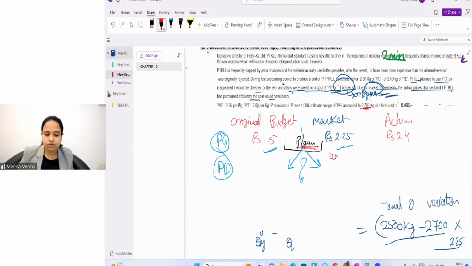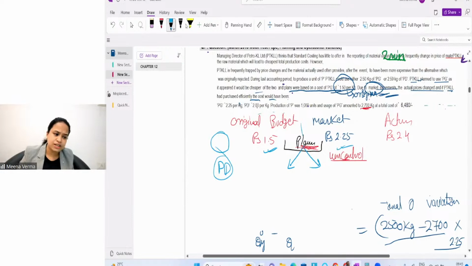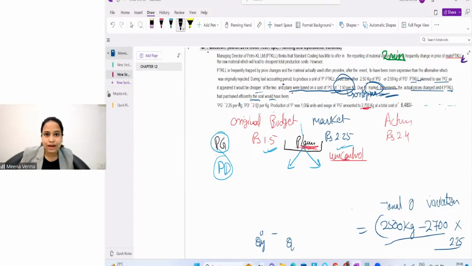Generally, this is uncontrollable. But here what is happening, the planning level management or the strategic level management have the option to control it. Generally, it is uncontrolled, but yahan pe control karna possible hai. How is it possible to control it? Instead of buying the same product, buy the alternate now. Why are you buying PG when you know that the price of PG is drastically increasing? Why don't you buy PD instead of PG now?